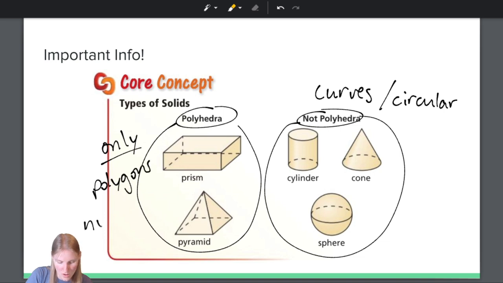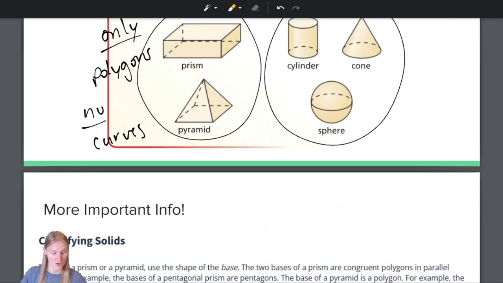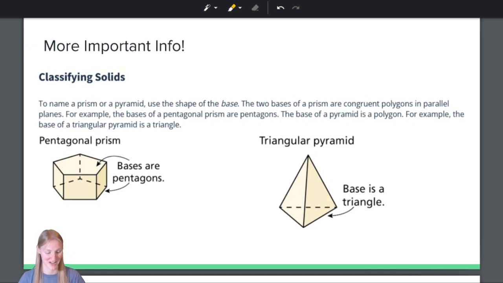No curves for our polyhedron. So that's how you'll know if a problem ever asks you, is this a polyhedron? If it's got curves, no sir. And that is a good segue into our first example. Nope, just kidding, sorry. Our first example is on the next slide.